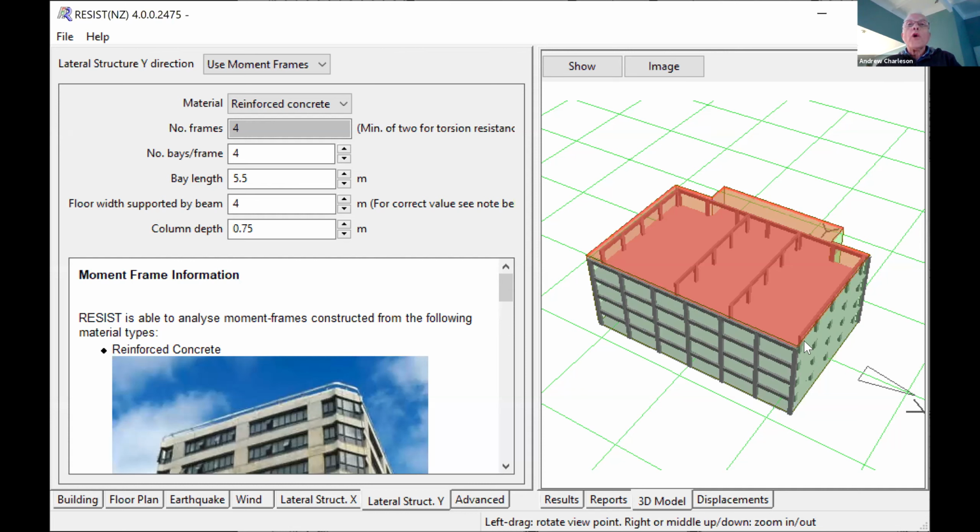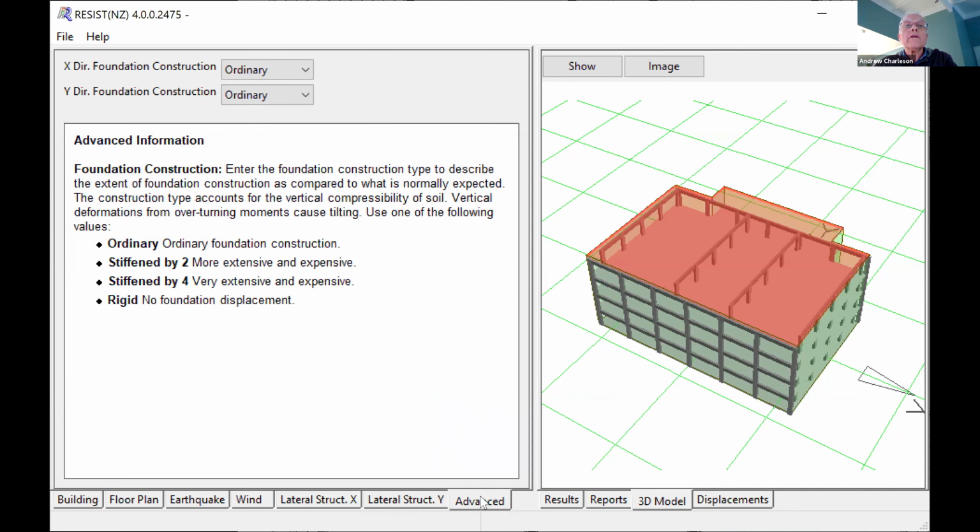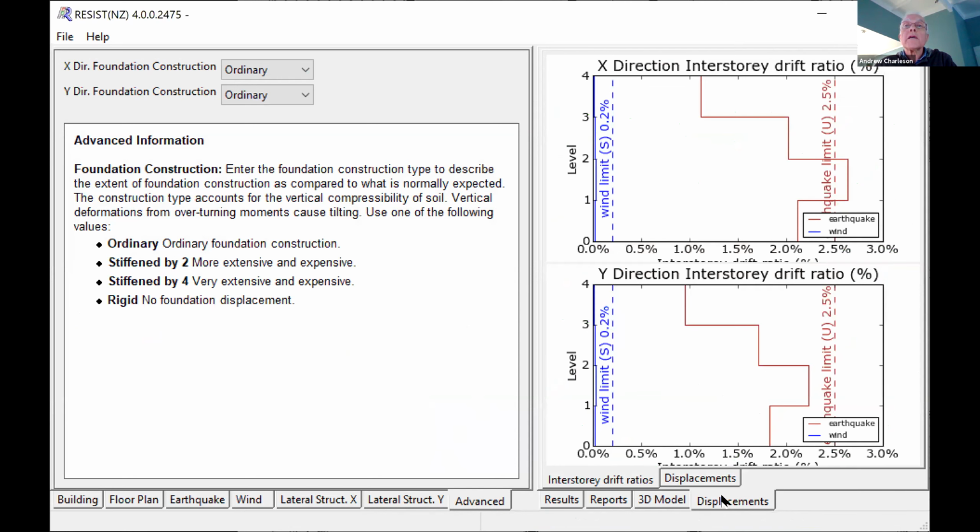Just before I go, I just want to tell you that this advanced tab, please don't use that. That's just for civil engineers. And the displacements is just for civil engineers. So don't use those.